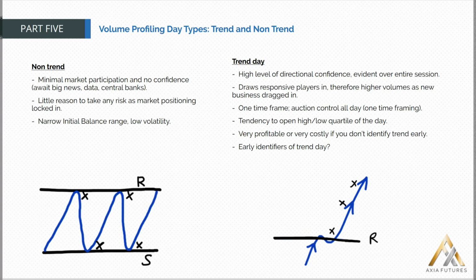So let's talk about firstly non-trending markets. Now, non-trending markets, by definition, have minimal market participation and little or no confidence in direction. In other words, people are waiting, or on a larger term time frame, participants are waiting for big news, for data, for something fundamental that can then shift how they perceive or value various prices. So that's why markets can spend a long time not trending, because they're just awaiting further information. In non-trend, there's very little reason to take any risk as the market positioning is locked up.